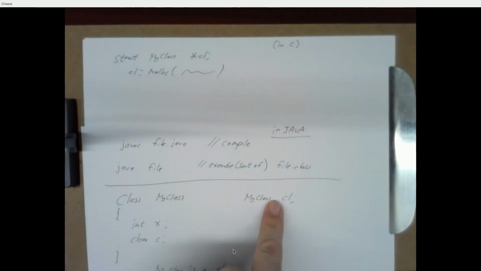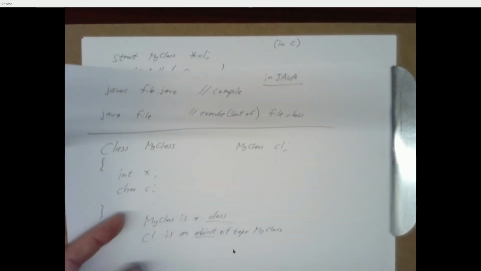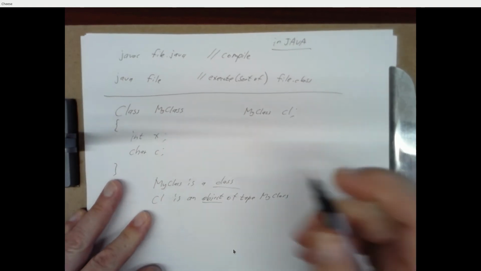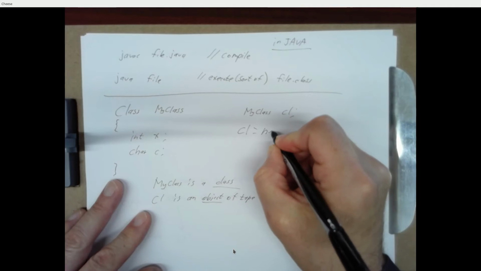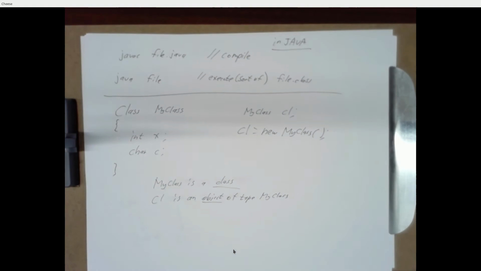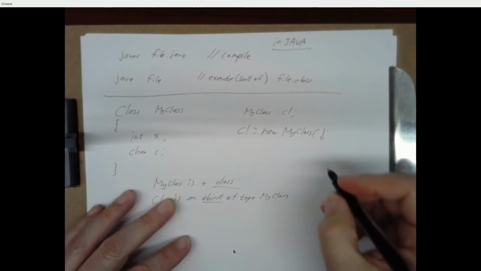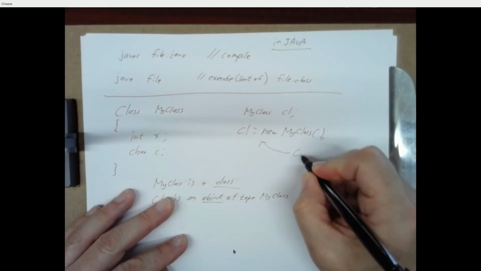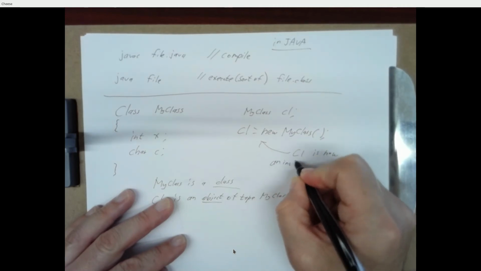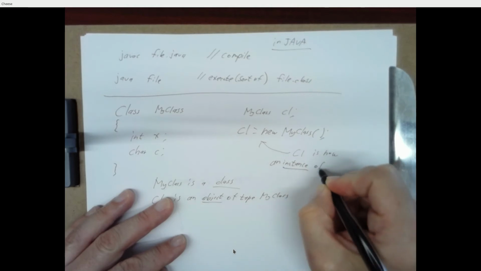We need to do something like this in Java also, but it's not a malloc statement. It's much more friendly sounding. So we can say CL equals new my class with parentheses. And this is what we call constructing or instantiating this object CL. So when we do this, we can say CL is now an instance of my class.